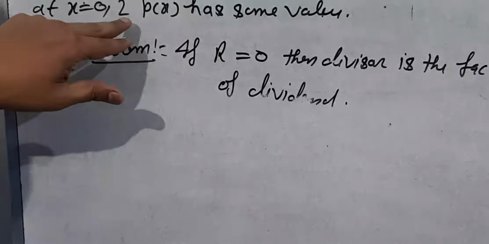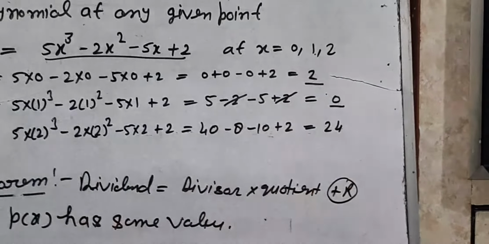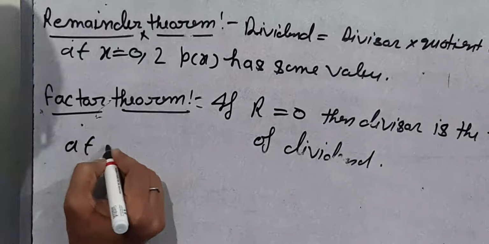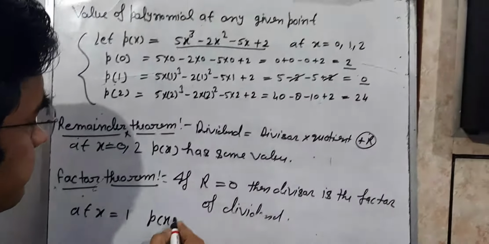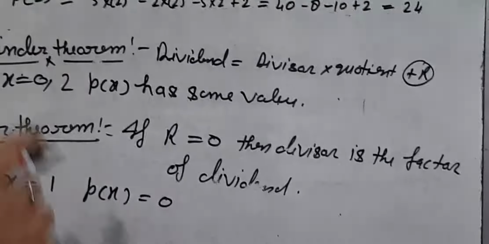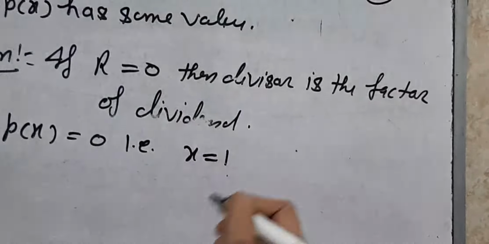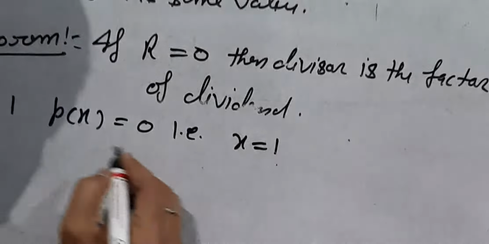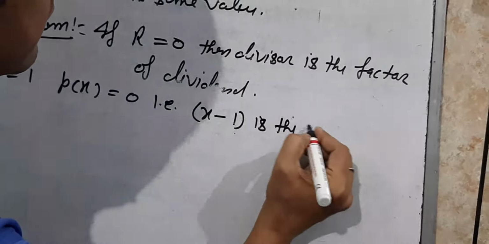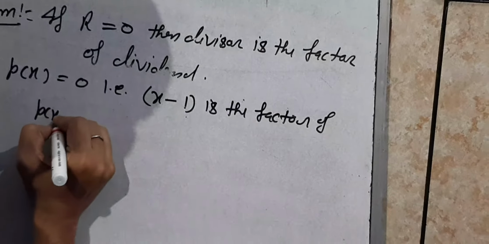At x equal to 0 and x equal to 2, p(x) has some value, like here it is 2 and here it is 24. But at x equal to 1, p(x) equal to 0. It means that x minus 1 is a factor of p(x).